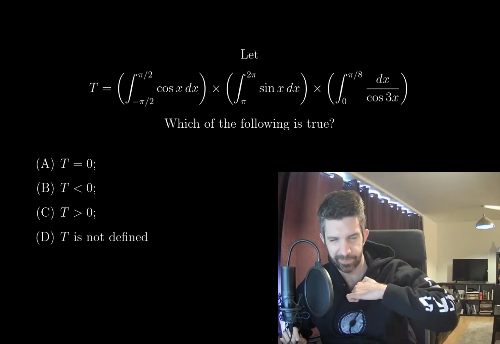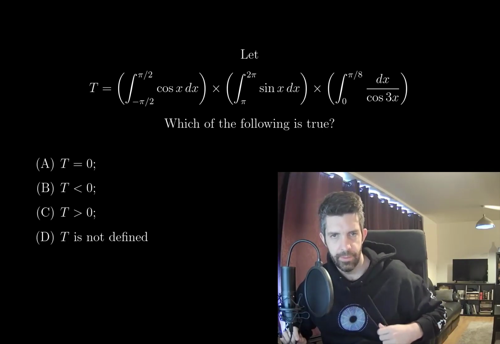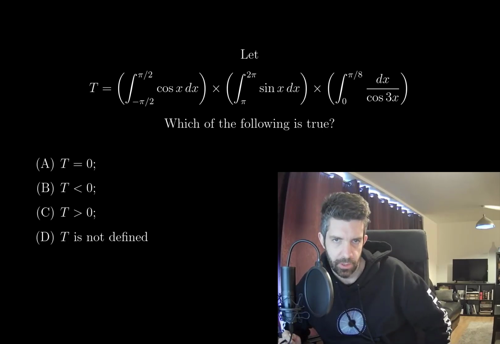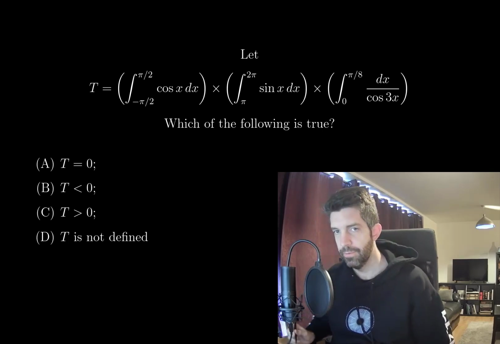Okay, so I want to start by working out the sign, positive or negative, of a whole bunch of these quantities. The first integral is positive. The second integral is negative. So the answer here is going to be determined by the sign of that third integral, in particular whether it is even defined or not.